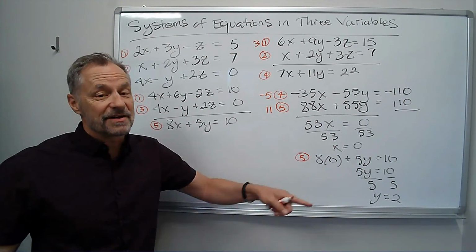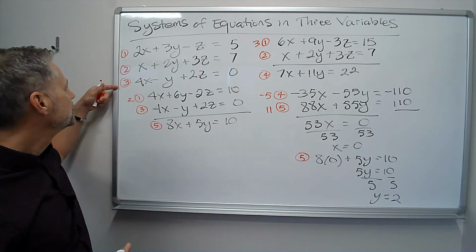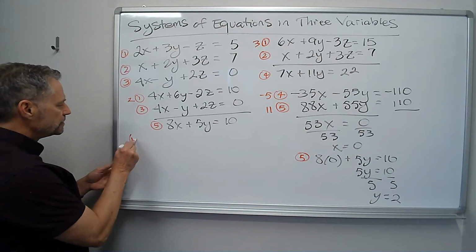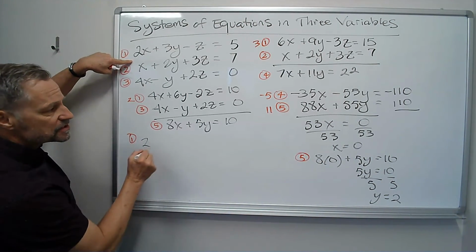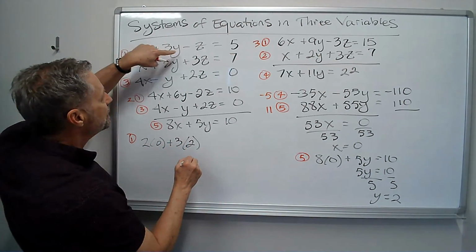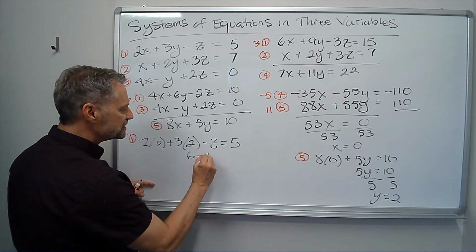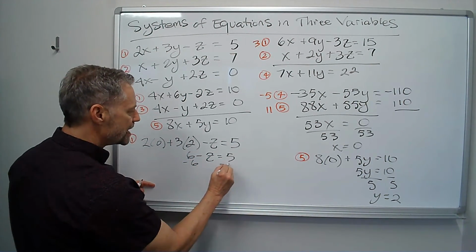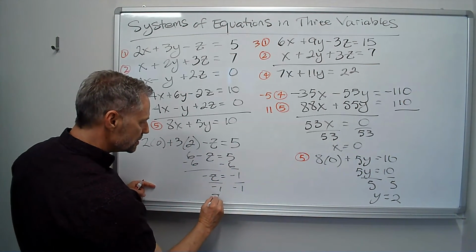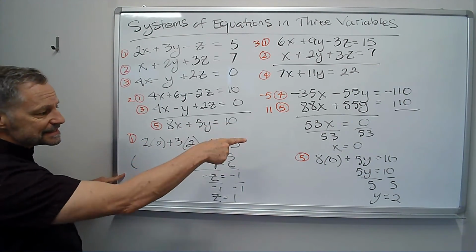All right, so now I've got x, now I've got y. I just need z. I go into any of the original equations to find z. I'll do equation 1. So in equation 1, I go 2 times x, which is 2 times 0, plus 3y, which is 3 times 2, minus z, which I don't know, is equal to 5. Those cancel out. I get 6 minus z equals 5. Subtract 6. Negative z equals negative 1. Divide by negative 1. Z equals 1. So the answer we're saying is 0, 2, 1.